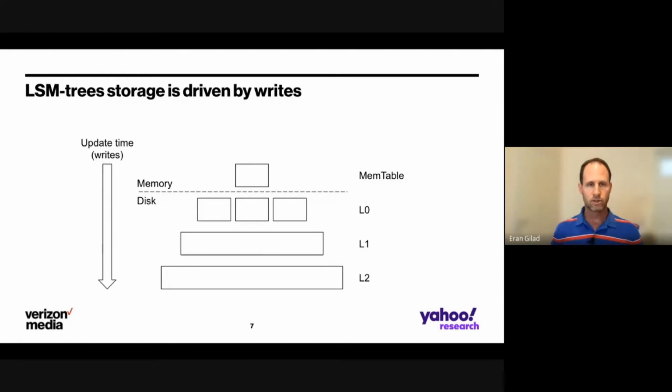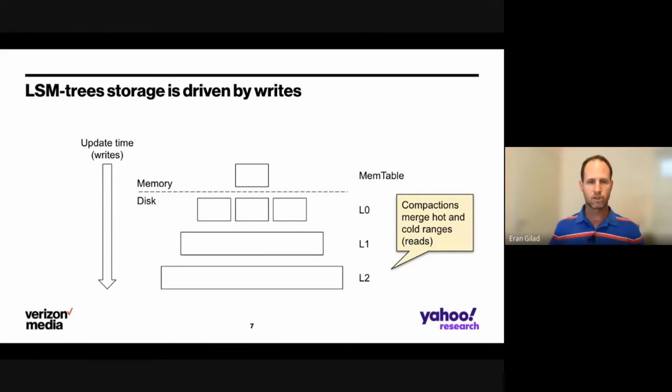So LSM trees storage is driven by writes. Namely, the most up-to-date writes are stored at the top in memory or at the top levels. And over time, writes propagate to the lower levels. So compactions merge potentially hot and cold ranges if we look at the read side. Namely, reads do not affect the location of the data, and hot keys might reach the lower levels.